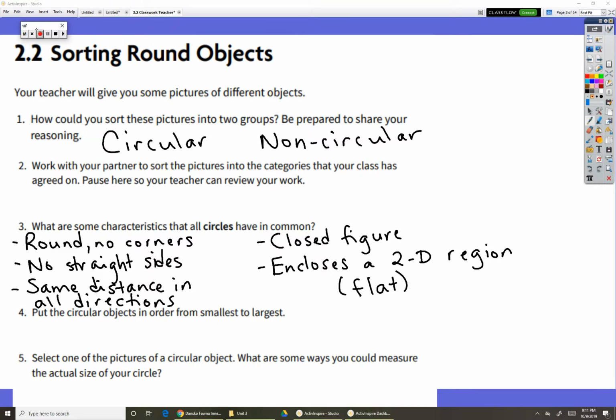Now I would like you to take a look at number 5. Select one of the pictures of a circular object and talk with your partner about some ways you could measure the actual size of your circle.